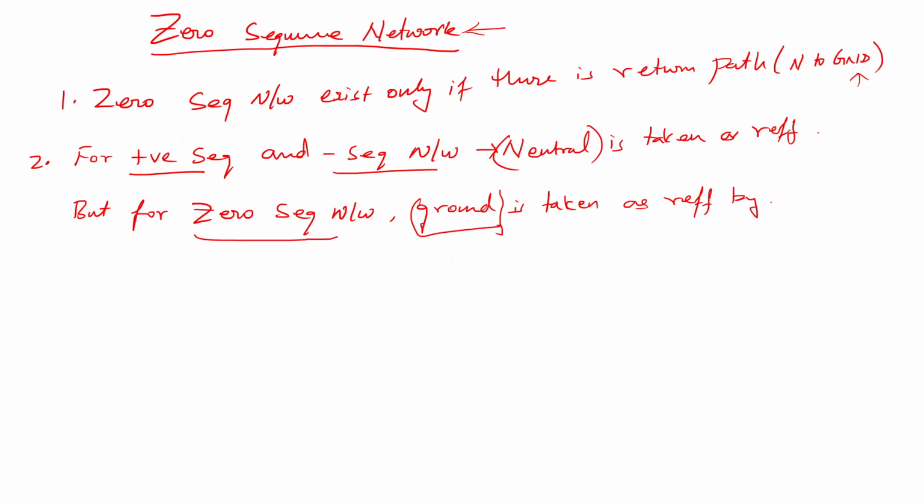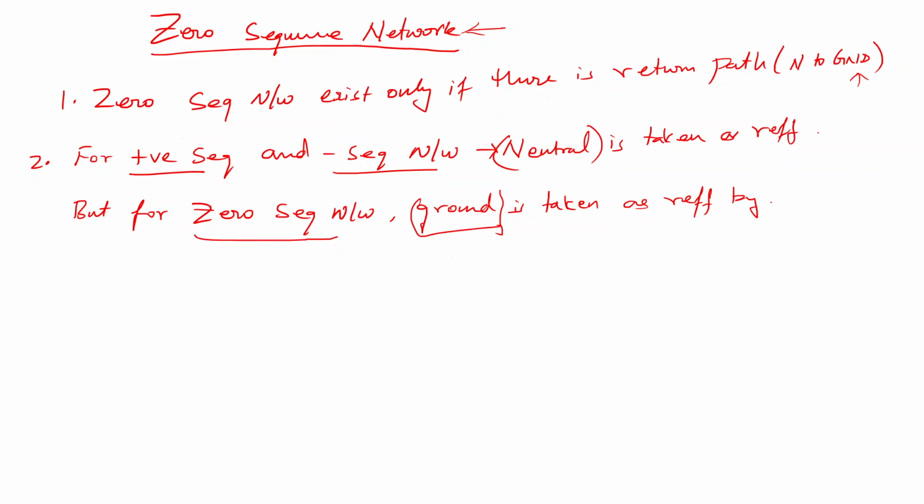Any doubt up to this? So these are all the basic understandings we have to incorporate while drawing the sequence networks. There are three types of sequence network: positive, negative and zero. These three sequences will be there for each and every equipment according to the connections and their limitations and conditions, as we have just seen.